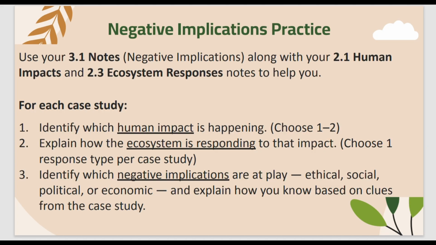And then last but not least, the last thing you'll do for each problem is identify which of the negative implications are at play: ethical, social, political, or economic. And then explain to me how you know. So for that one, it's 1 to 2 that you'll choose. It's either 1 or 2 implications per case study. But this one, you do have to give me the why. Explain how you know, based on clues from the case study.